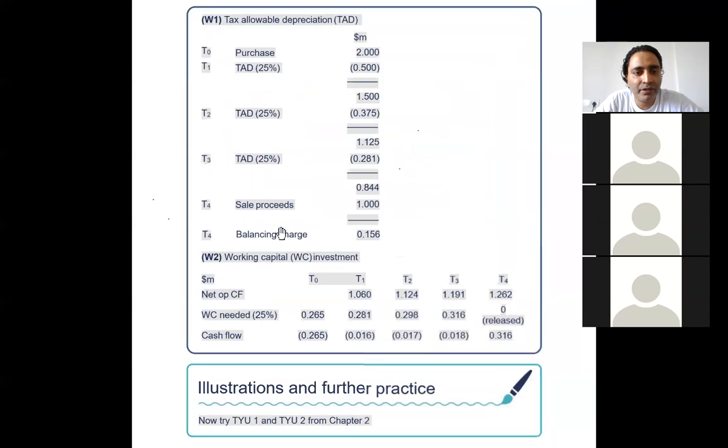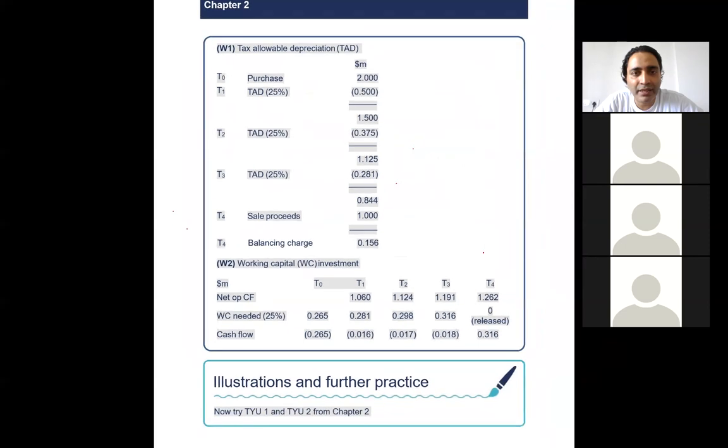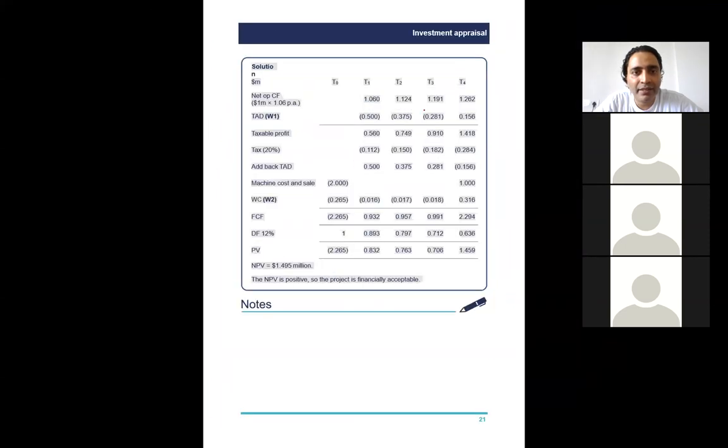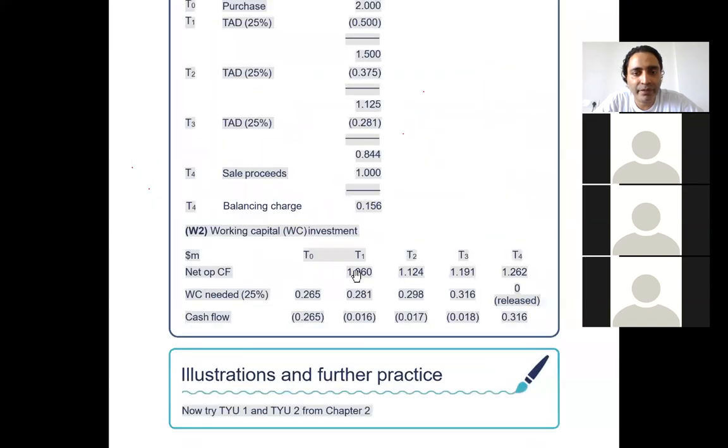Look at the working note. You already know what are the operating cash flows every year. Just have to copy paste from T1 to T4. Sir, ये कहाँ से आया? यहाँ से आया. Main solution में से ये जो चार numbers हैं, the same four numbers will come over here. And then you have to calculate 25% of each of these amounts, and that much working capital you have to maintain at the start of the year.